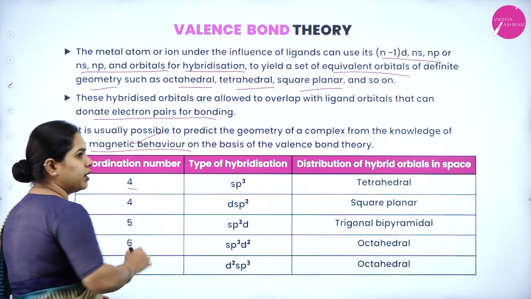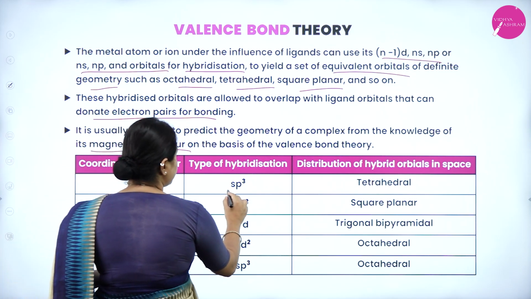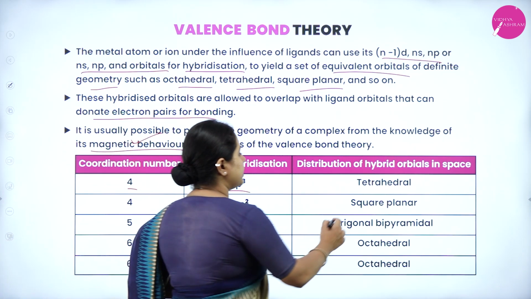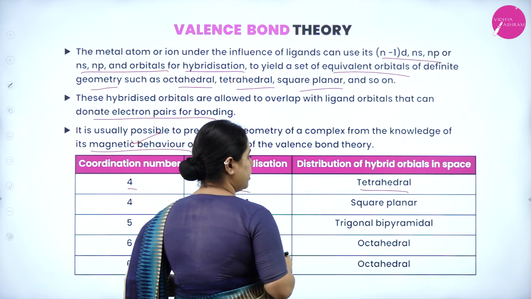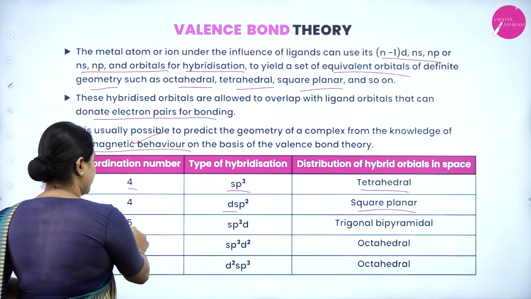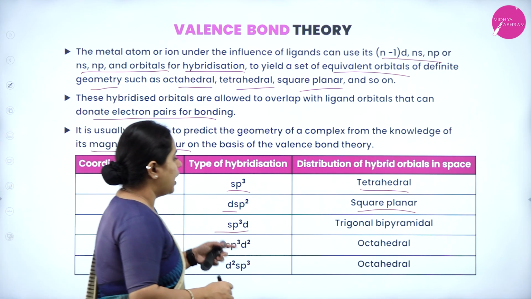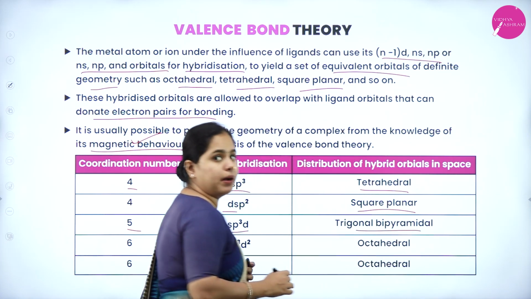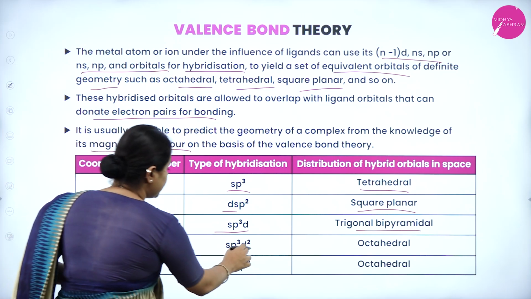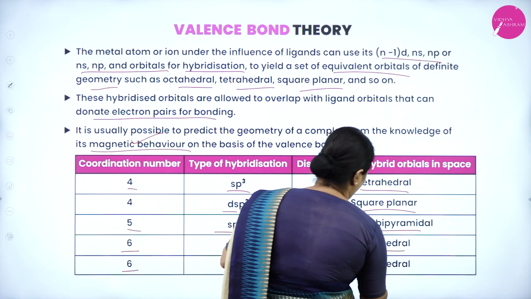If the coordination number is 4, there are two possibilities. Hybridization can be sp3 or dsp2. If it is sp3, the geometry will be tetrahedral. If it is dsp2, it is square planar. If the coordination number is 5, it is sp3d, and the geometry is trigonal bipyramidal. If it is 6, there are again two possibilities, sp3d2 or d2sp3. In both cases, the geometry will be octahedral.